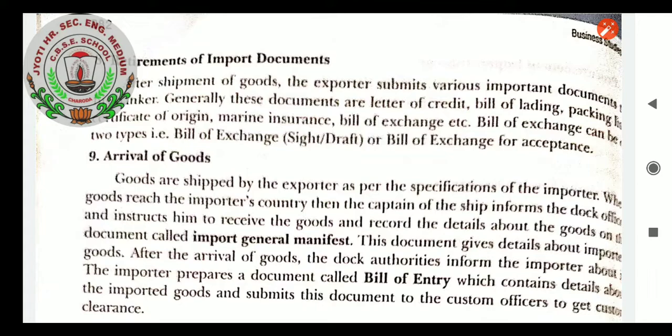Okay. So when goods reach the importer's country, what happens? Then the captain of the ship informs whom? The dock officer, and instructs him to receive the goods and record the details about the goods on a document which is known as Import General Manifest.